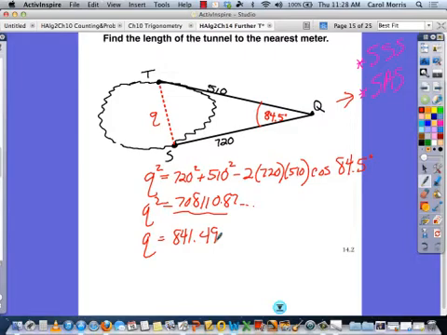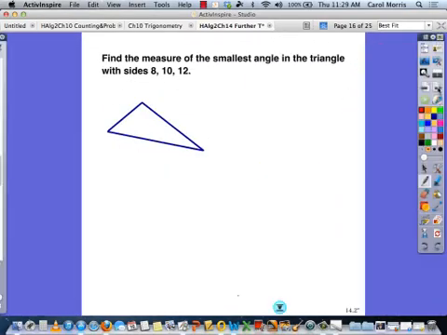841.48 would be the edge or length of this segment, which represents how long the tunnel in the mountain would be when we're finished. And that's what we were asked to find. Find the length of the tunnel to the nearest meter. So to the nearest meter, 841 meters. Done. Okay? So there's one example of law of cosines.